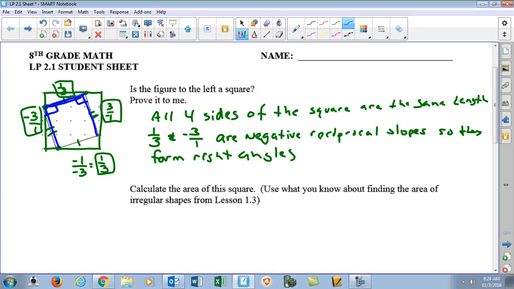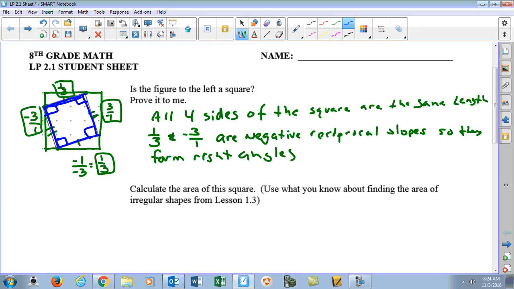But now if I go down here, if I use the same line here and this line here, well, this line is 1/3 and this line is -3/1. So there's your right angle here and 1/3 in here. So they form the right angles because all four sides have negative reciprocal slopes of each other. And when two lines that have negative reciprocal slopes of each other meet, they form a right angle. That's your proof, okay?